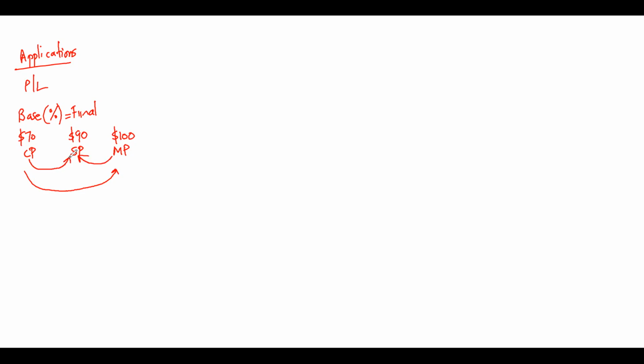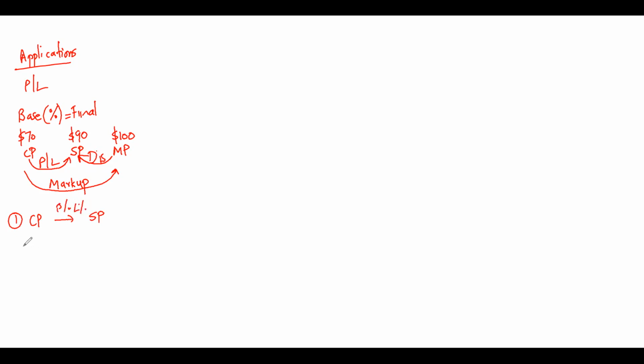So from cost price to selling price, if you change anything, that is your profit or your loss. From cost price to marked price, it is your markup. And from marked price to selling price, it is your discount. So that means scenario number one, if you go from cost price to selling price, you're increasing your cost price by P% or decreasing it by L%.